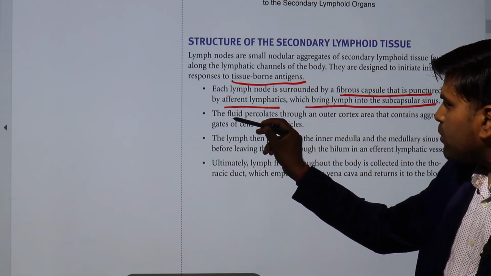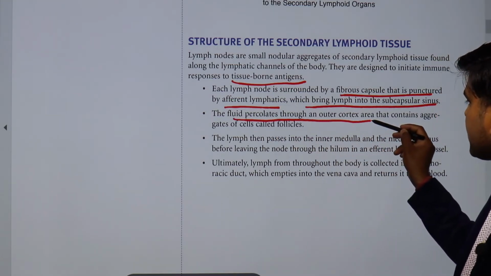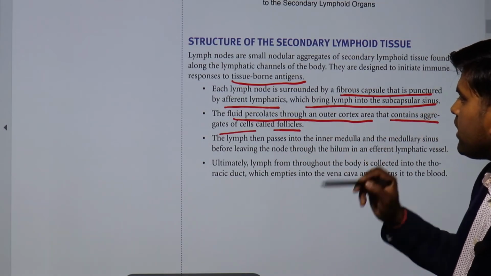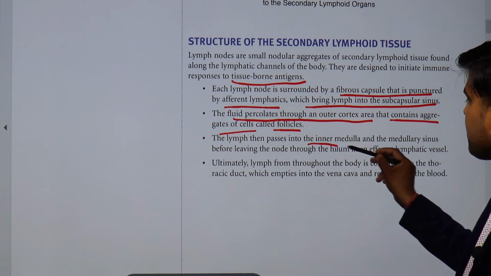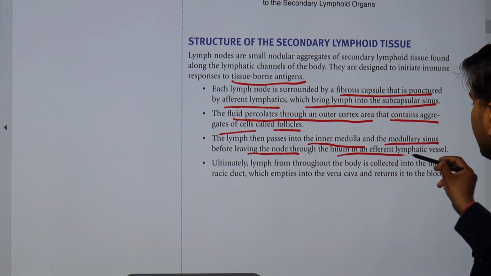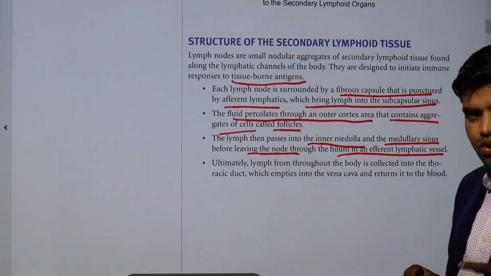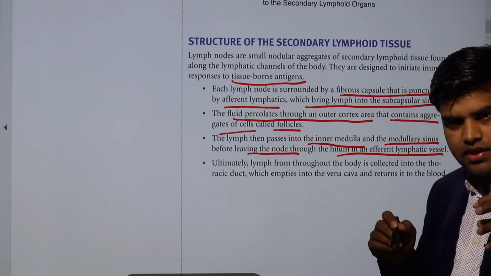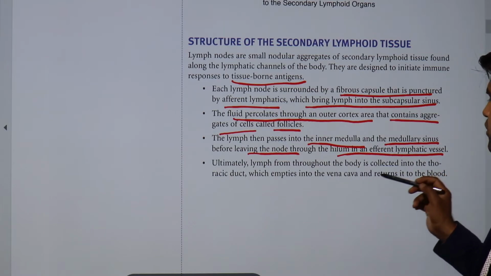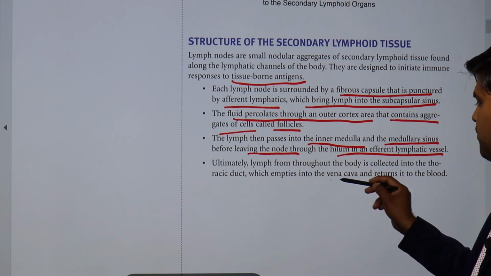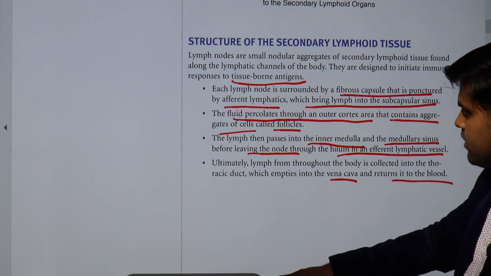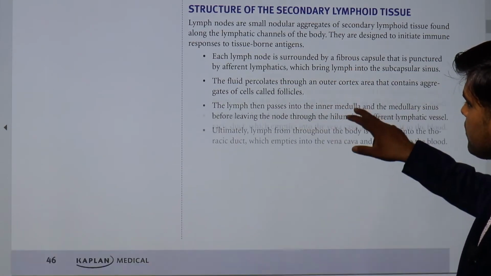The fluid percolates through the outer cortex area that contains aggregates of cells called follicles, and the lymph then passes into the inner medulla and the medullary sinus before leaving the node through the hilum in the efferent lymphatic vessel. So afferent is enter, efferent is exit. Ultimately, the lymph from the body is collected into the thoracic duct, which empties into the vena cava and returns to the blood. This is the structure of your lymph node.